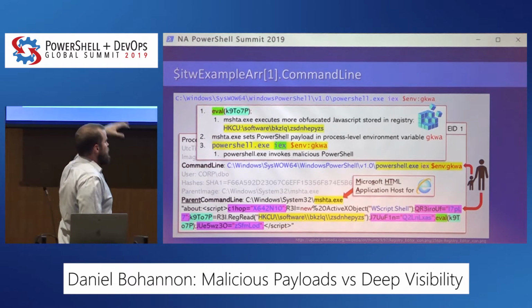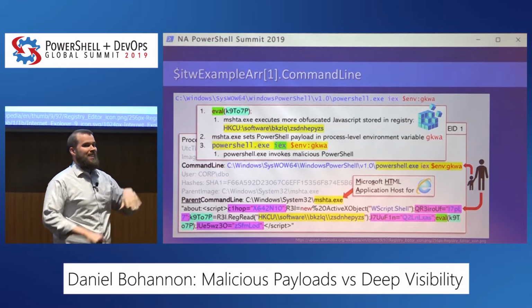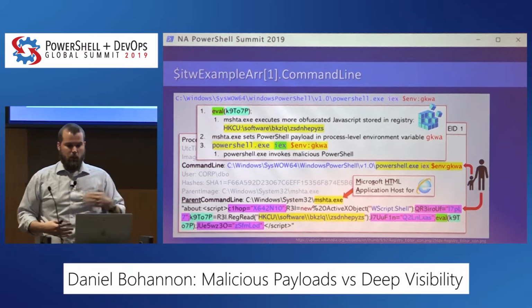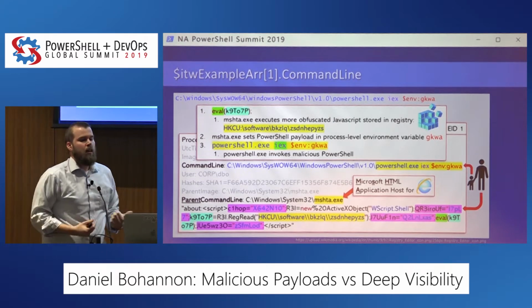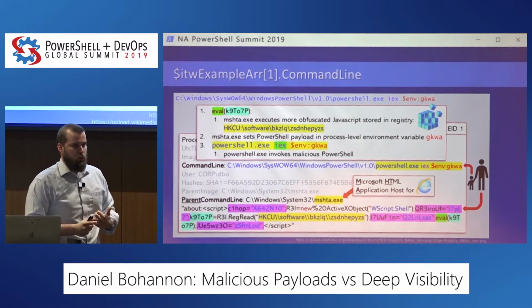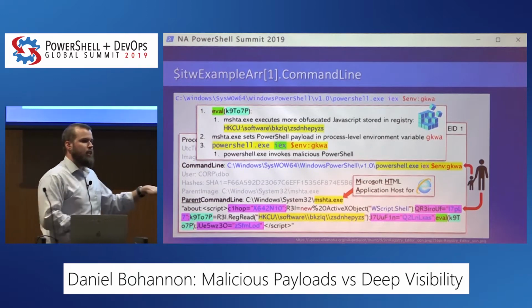So MSHTA runs this command line JavaScript. It then pulls this registry key, evals that, which contains a second bunch of likely obfuscated JavaScript. And it can actually go multiple steps. We don't know in this example because we don't have the registry key. But then ultimately, somewhere in that step, that JavaScript will create an environment variable, a process level environment variable called GKWA, and then it will spawn PowerShell to then invoke that.